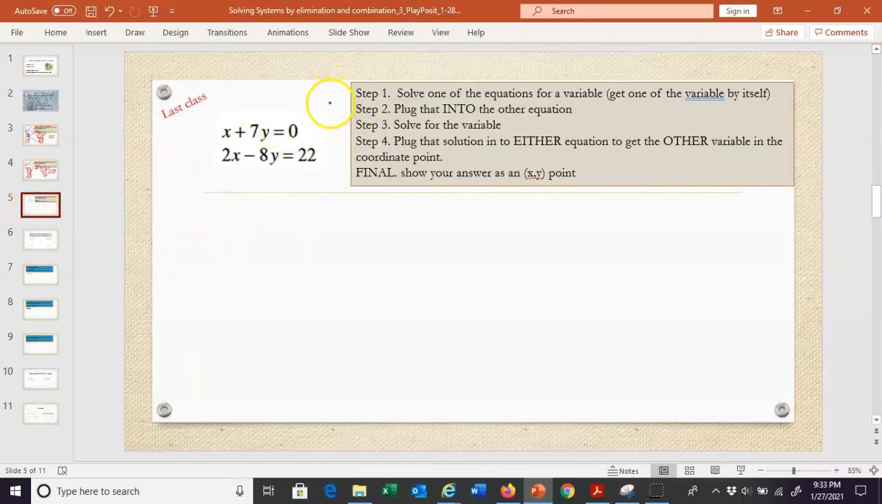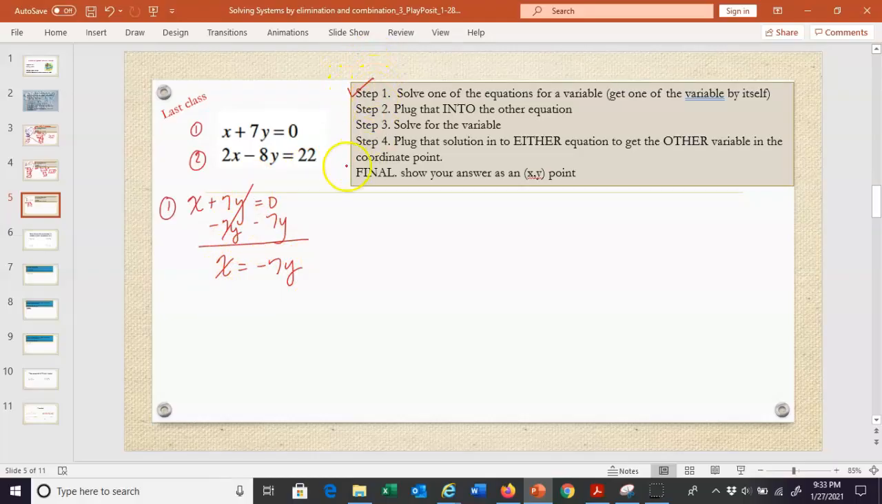Hopefully you're kind of getting the hang of it now, right? We're going to pick one of the equations to solve for a variable. Equation number 1 or equation number 2? I'm leaning towards equation number 1. The x is already kind of by itself, so let's pick number 1, and I'm going to solve for x. So we'll just move over the 7y term by doing the opposite, and x equals negative 7y.